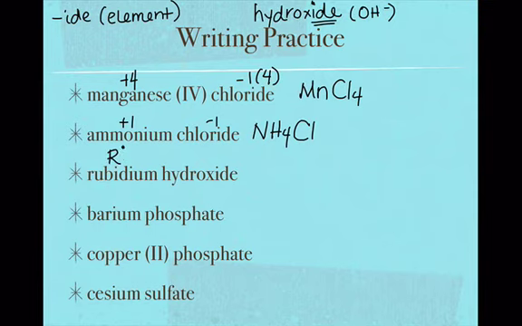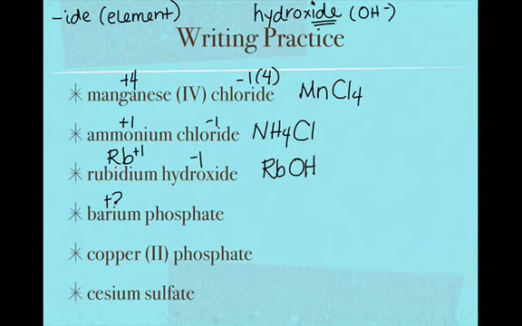Rubidium. Rubidium is a +1. Hydroxide is a -1, and that's the one where we need to watch out for. That's in the anions list. So this would just be RbOH. I just need one of those to balance each other out.